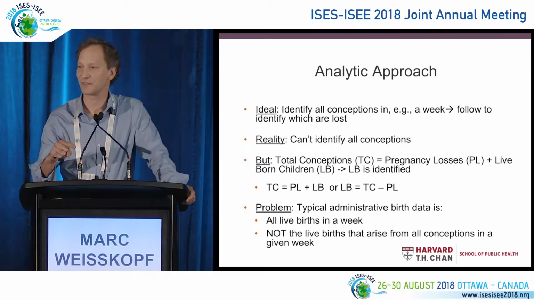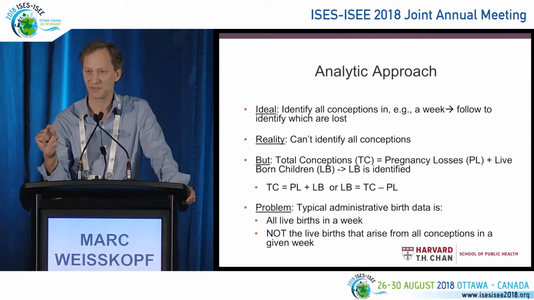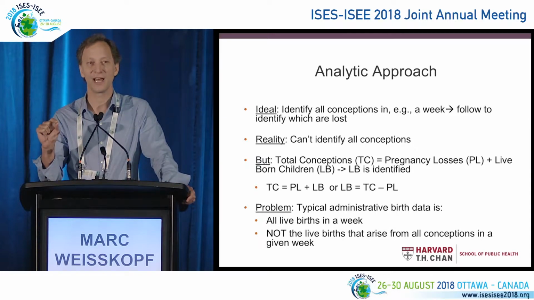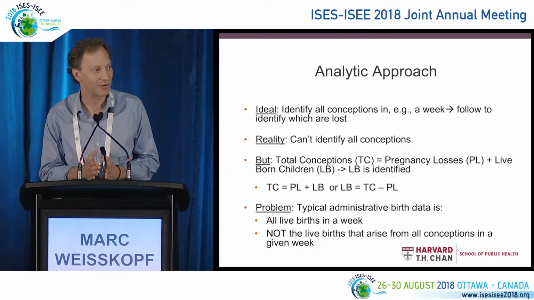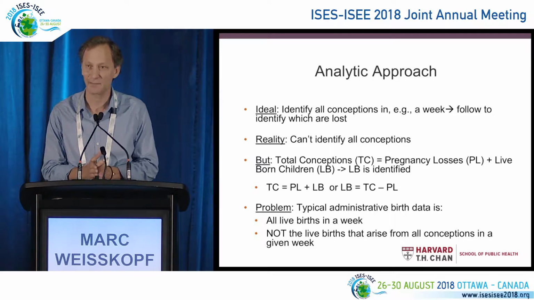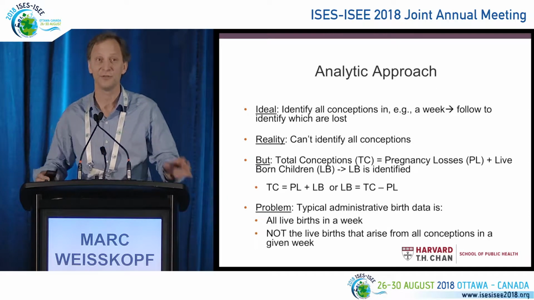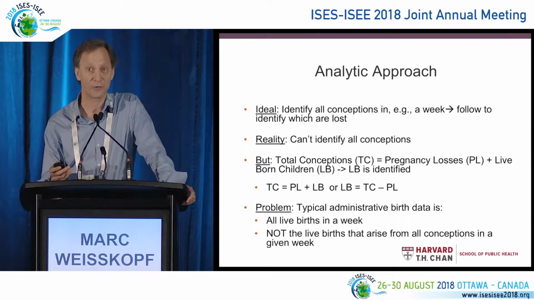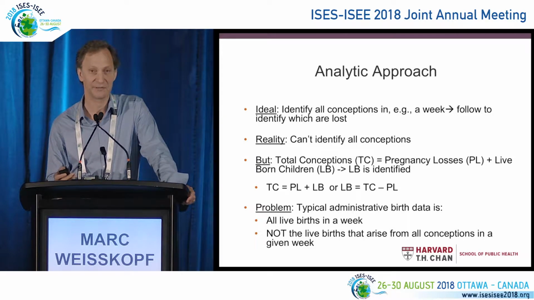Because the live births I have in this equation here are those that arise from a total number of conceptions in a defined time. So live births, of course, occur at many gestational ages, and so one week of live births does not tell you all about the same conception week. So we have to solve that problem first so that we can get to total conceptions in a period of time, or the observable births that occur from conceptions in a period of time.